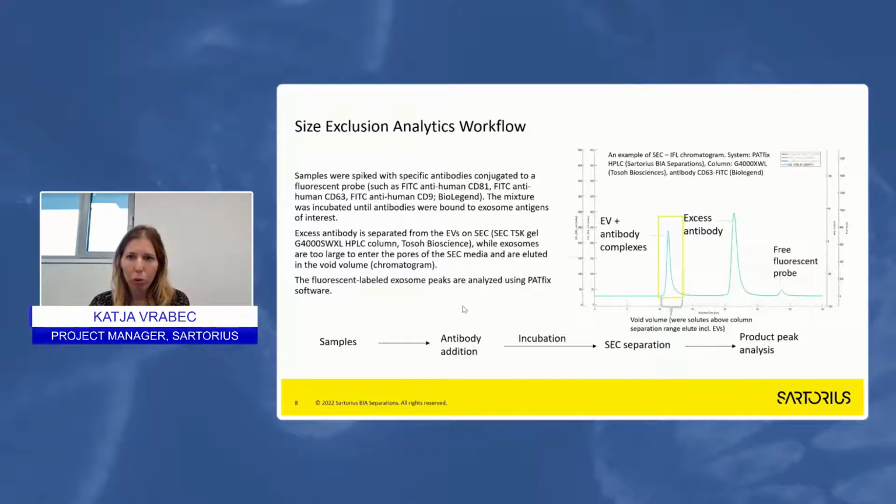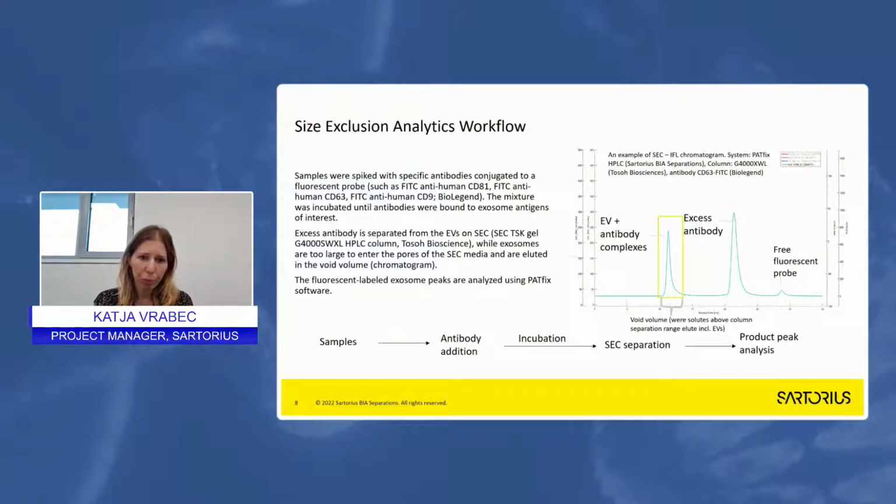So let's go through the size exclusion analytics workflow. Samples, either upstream samples or different in-process downstream samples, are spiked with specific antibodies that are conjugated to a fluorescent probe. In the experiments that I will show, we use, for example, FITC anti-human CD81, CD63, or CD9, but other antibodies can also be used. The mixture was incubated until exosomes were bound to the exosome antigens of interest. And then we did size exclusion separation.